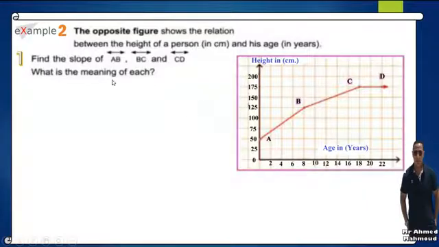The first question here: find the slope of AB, BC and CD and what does it mean. Before finding the slope, we need to find the coordinates of each point. The first point is point A. The point A here is 0 and 50.